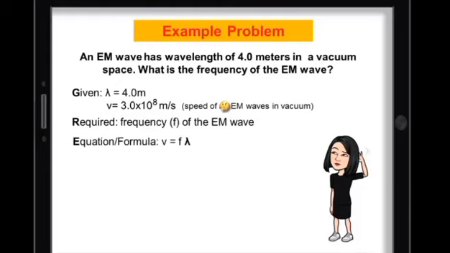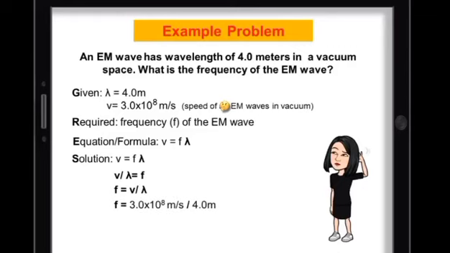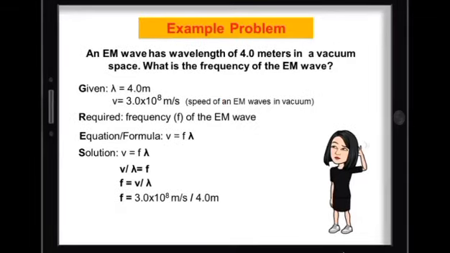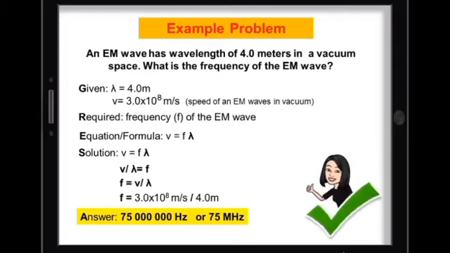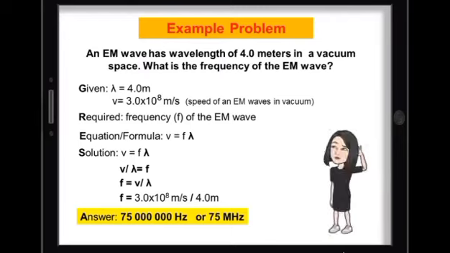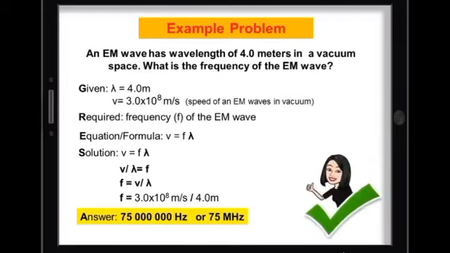For the equation, we will use the equation v is equal to f multiplied by wavelength. First, we need to derive the equation needed and substitute the given values. The derived equation is f is equal to the speed of EM waves divided by wavelength. The answer is 75 million hertz or 75 megahertz.